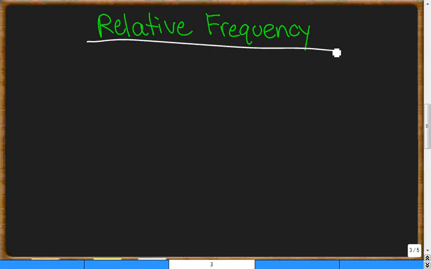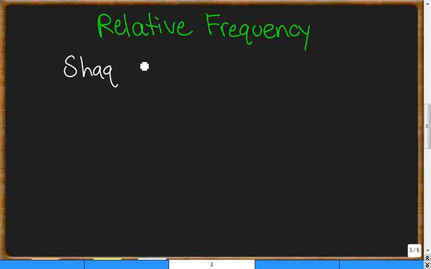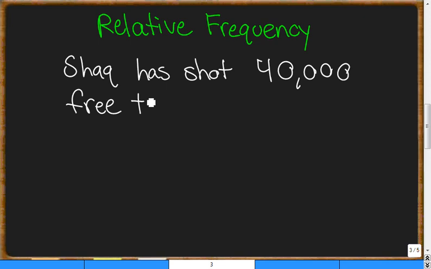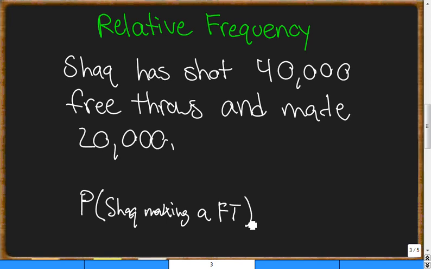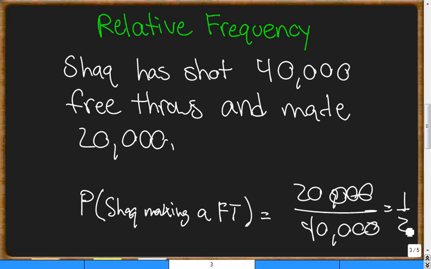So this being said, kind of like what we just talked about, the relative frequency approach is if I do some sort of event a bunch of times, we're going to look at the relative frequency of that. So if I were to find that Shaq has shot, let's say 40,000 free throws, and made 20,000. Put simply, if we were to look at the probability of Shaq making a free throw, we would say, well, he's made 20,000 out of 40,000. And so that equals a half. Not really that far off what he actually does.